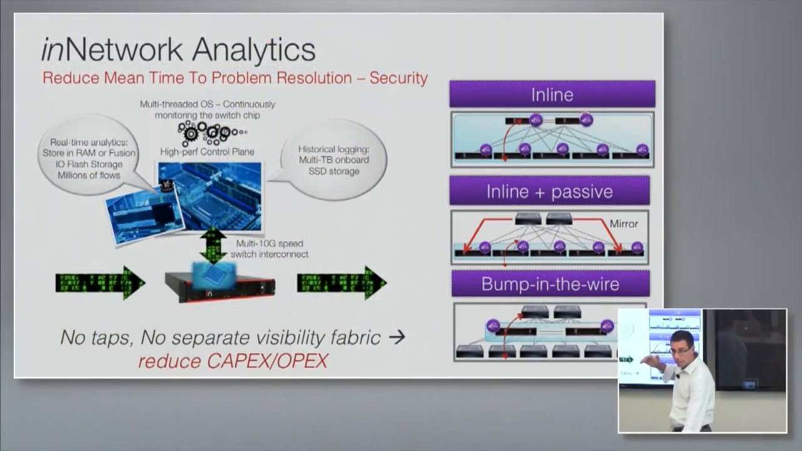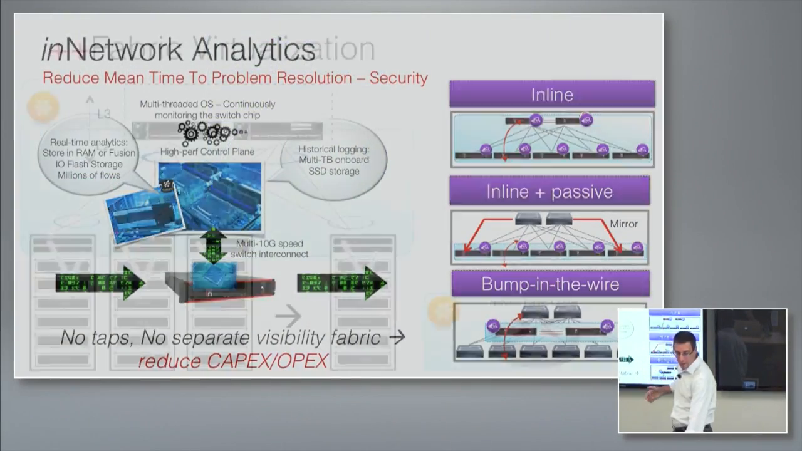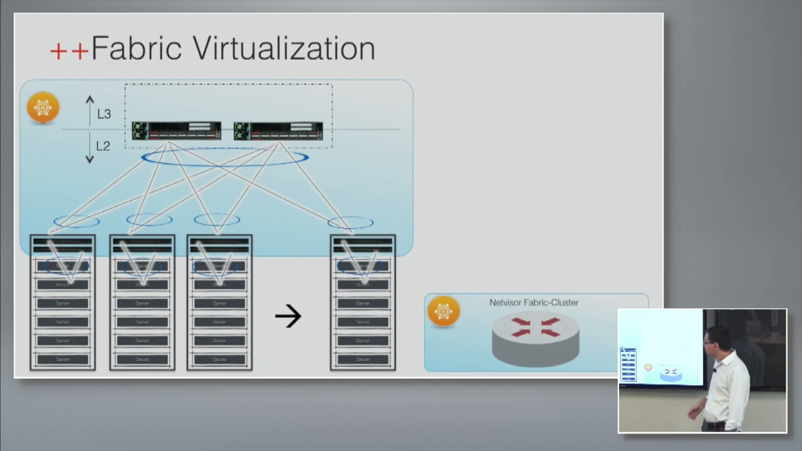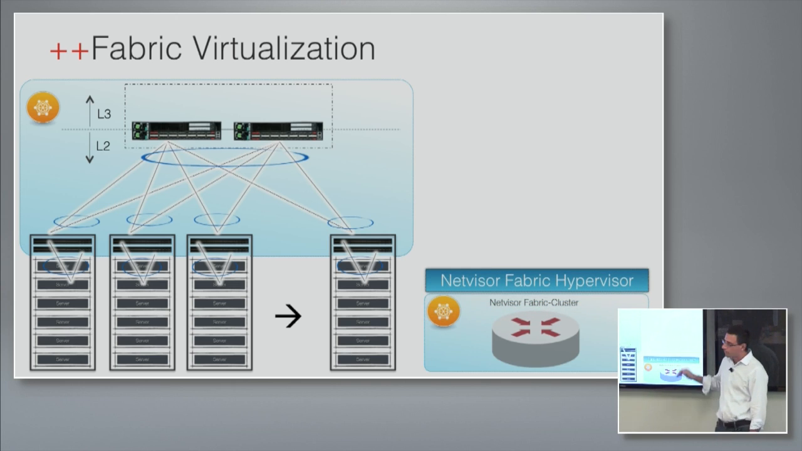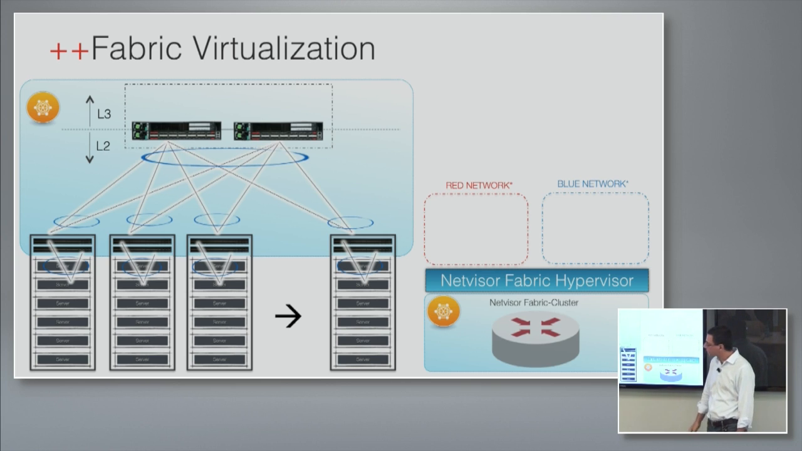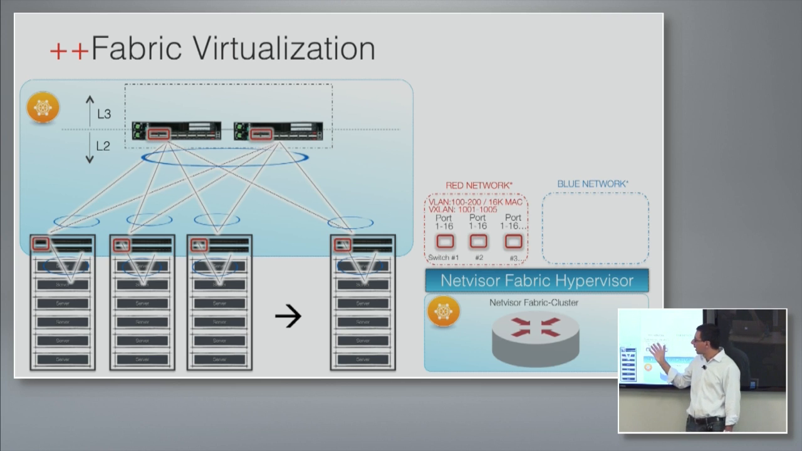Okay, now we build the cluster. We can do the analytics. Now let's virtualize the cluster. So this is your cluster. This is the sort of single logical view. And then we have our hypervisor software that kicks in and allows you to do the following. Let's say you want to create a red network and a blue network, right? The red network has a slice of the physical resources across the cluster.